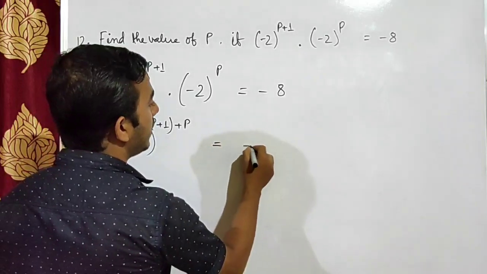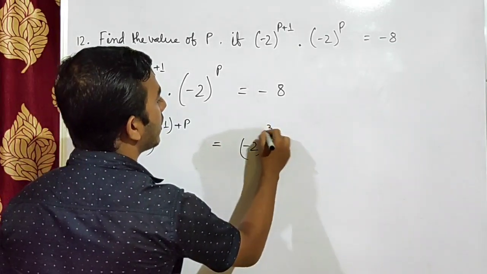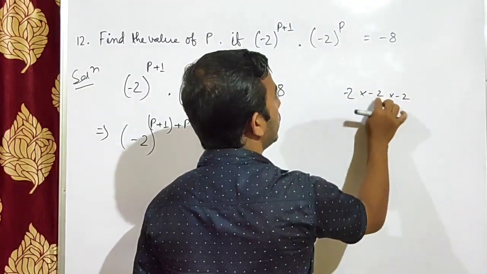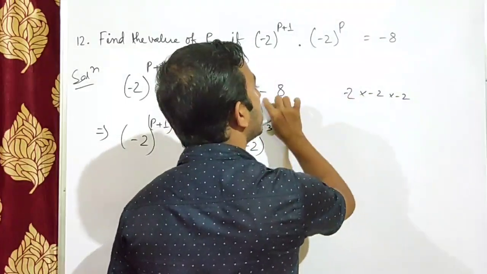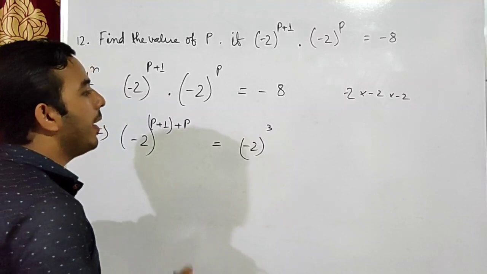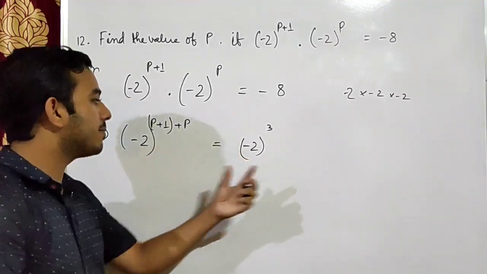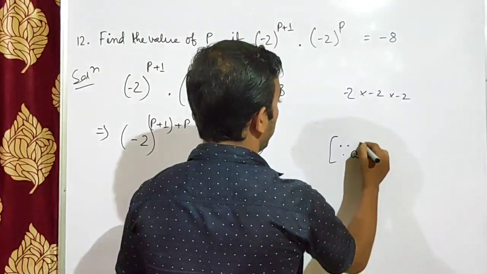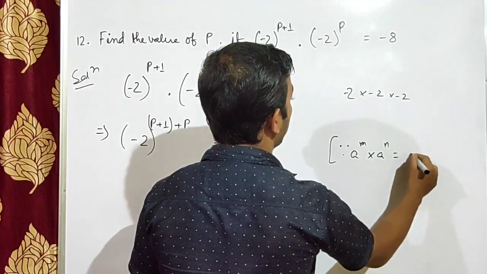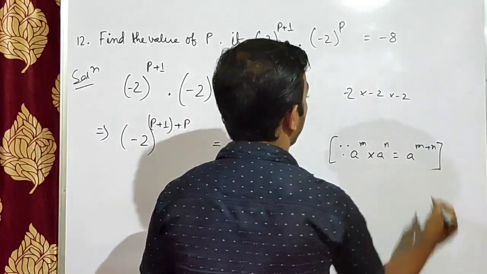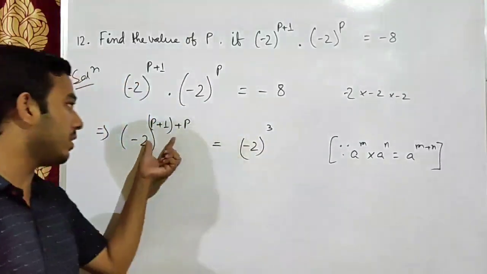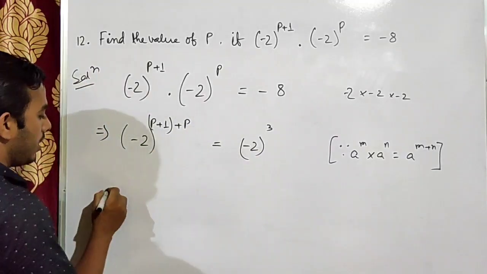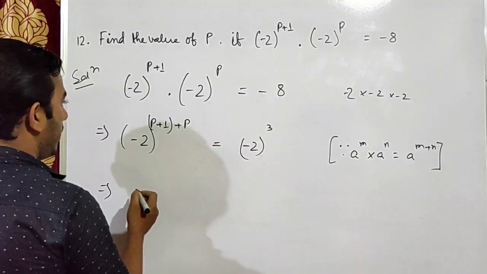Equals -8, which can be written in the form of -2 to the power 3, isn't it? Why -2 to the power 3? -2 into -2 into -2: 2 into 2 is 4, 4 into 2 is 8, minus minus is plus, plus minus is minus. So -8 can be written as -2 to the power 3. So now look, the base is the same, which is -2, right? In bracket we'll write, since a to the power m into a to the power n equals a to the power m plus n. I have used that law on the left hand side, and we shall proceed by using this law. Very easy questions, right?